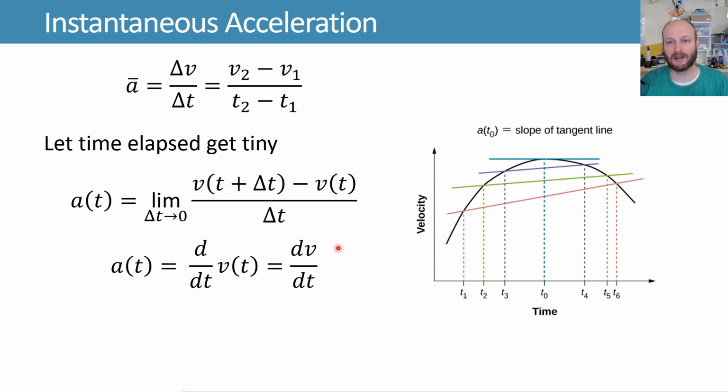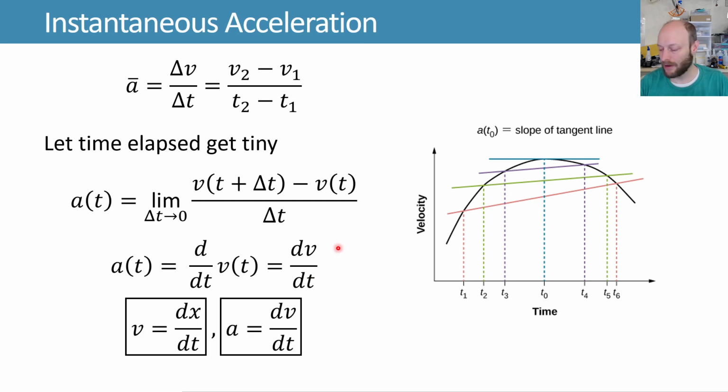So to summarize our kinematic relationships between position, velocity, and acceleration, my velocity is equal to the time derivative of position, or dx/dt, and my acceleration is the time derivative of velocity, or dv/dt.